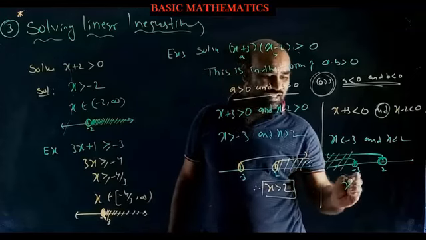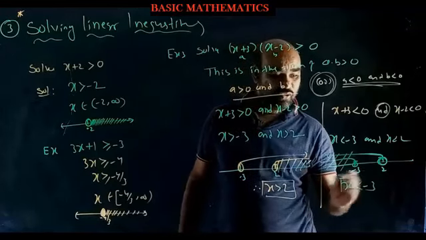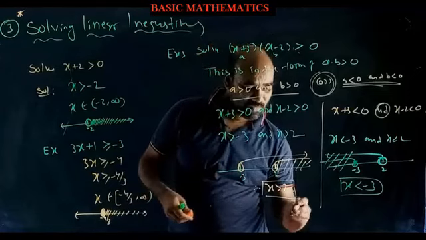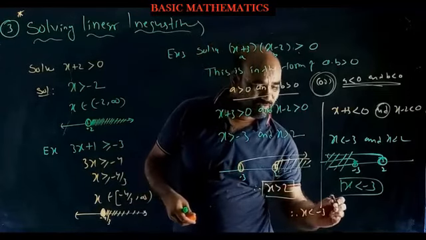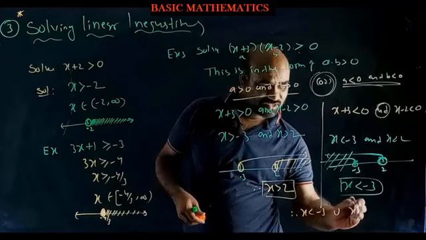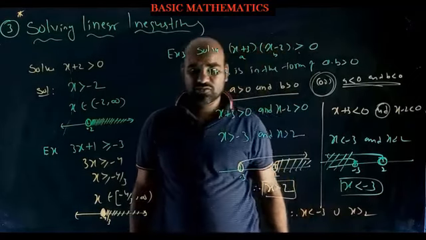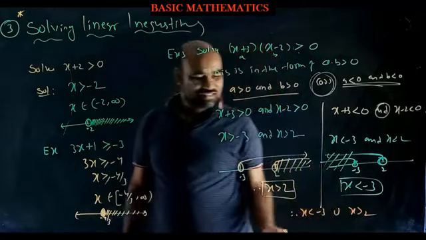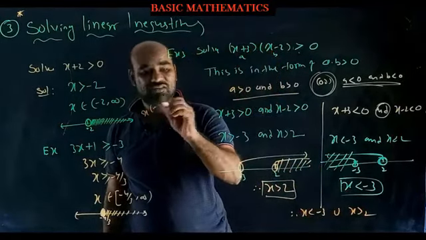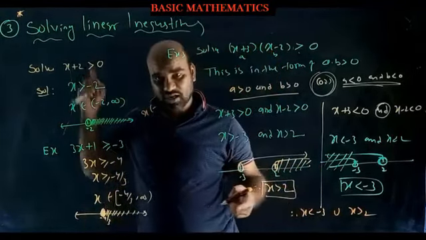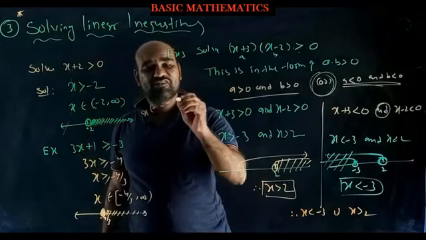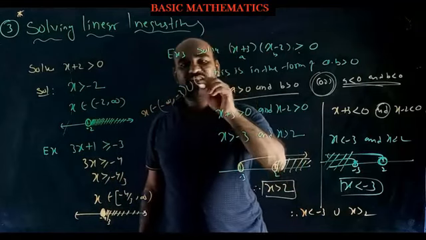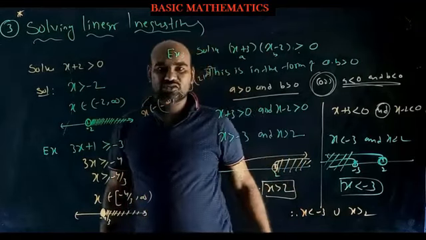What is the meaning of this? x is less than minus 3. Union means, therefore, x less than minus 3 union x greater than 2 is the solution. But sometimes you need to write it in interval notation. So x belongs to minus infinity to minus 3 union 2 to infinity. So this is the solution of the problem.